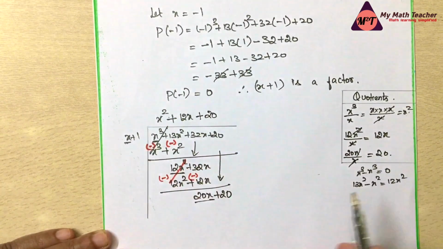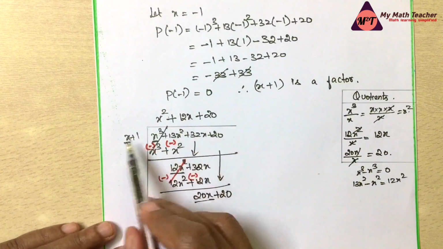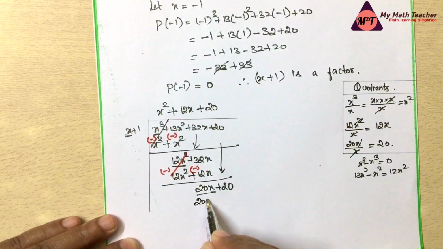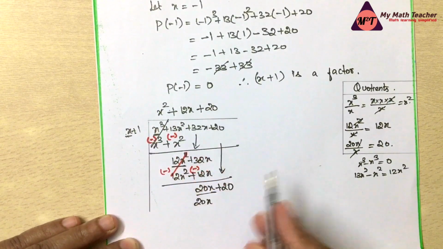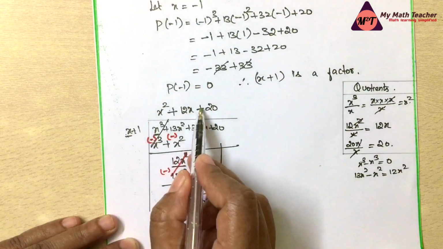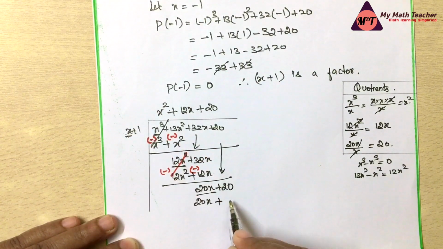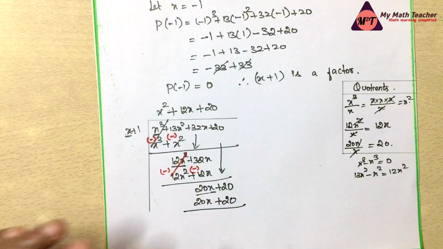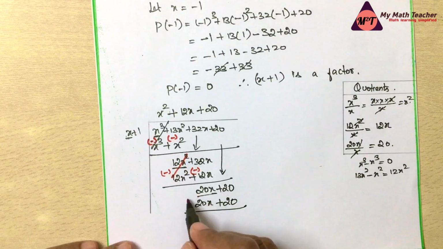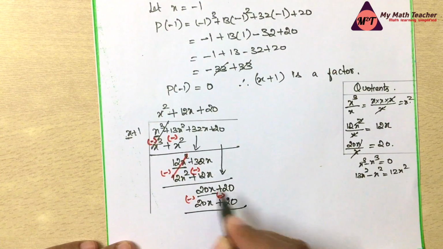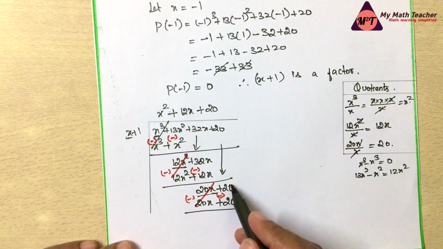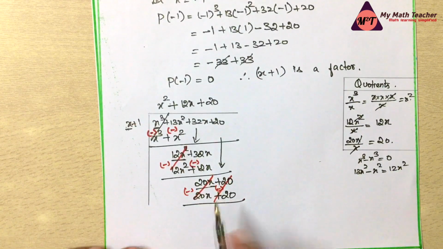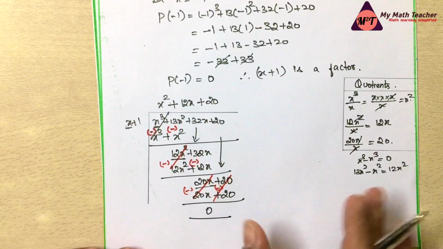It is positive 20. Now multiply 20 into x, 20x. 1 into 20, it is 20. So both are positive, plus into plus will be plus 20. Now change the sign, which is minus minus. It will be 0 here. It is again 0. Now we have got the remainder as 0.